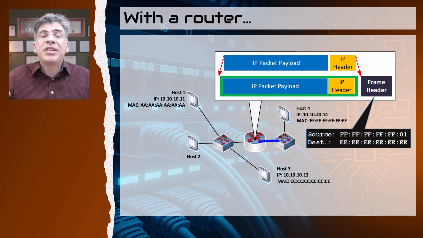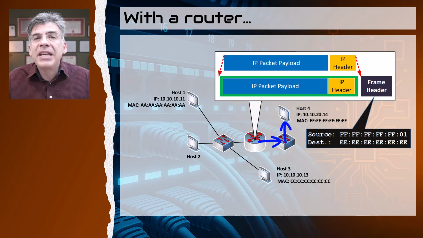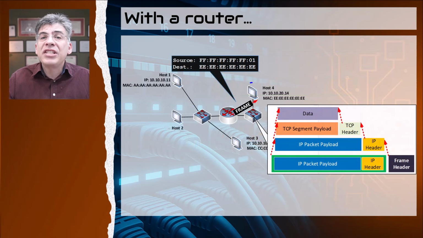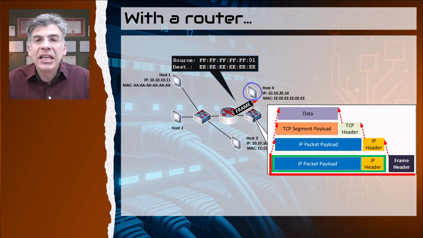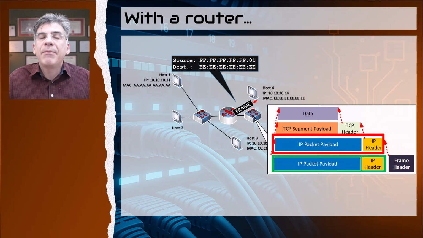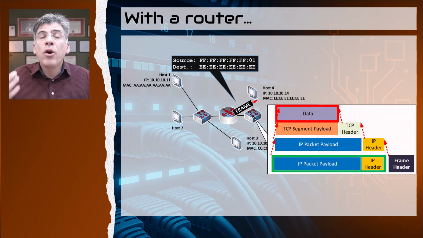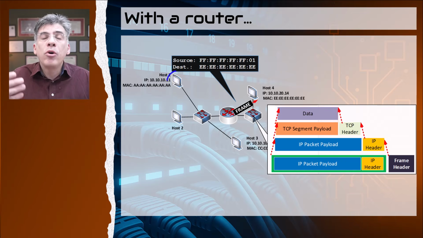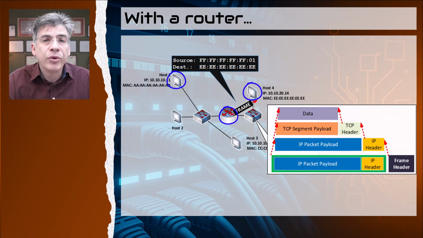Finally, the switch now receives the frame, and it switches it to the appropriate port based on the destination MAC address of the intended host. The frame reaches the final host, is decapsulated, and the data is received and processed. And that's the whole process going from host 1 to host 4 via an intermediary router.